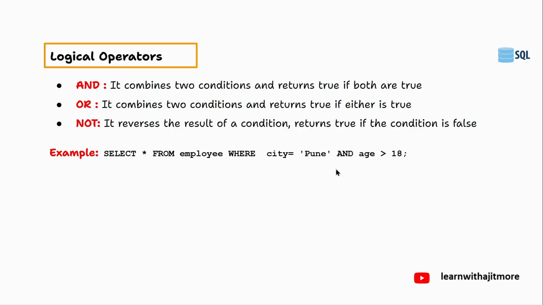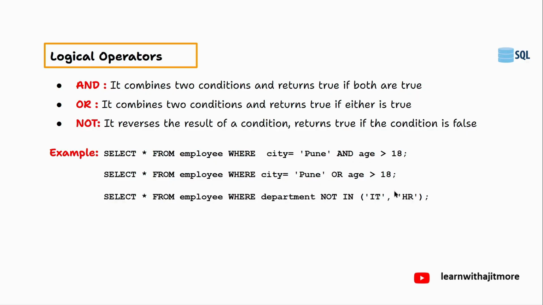Example, I'll take. See, in this example, will it display all the employees staying in Pune city as well as their age is greater than 18? Which employees will come? Only employees of Pune city and their age is also more than 18. Whereas in the second case, either they are in Pune or their age is more than 18.